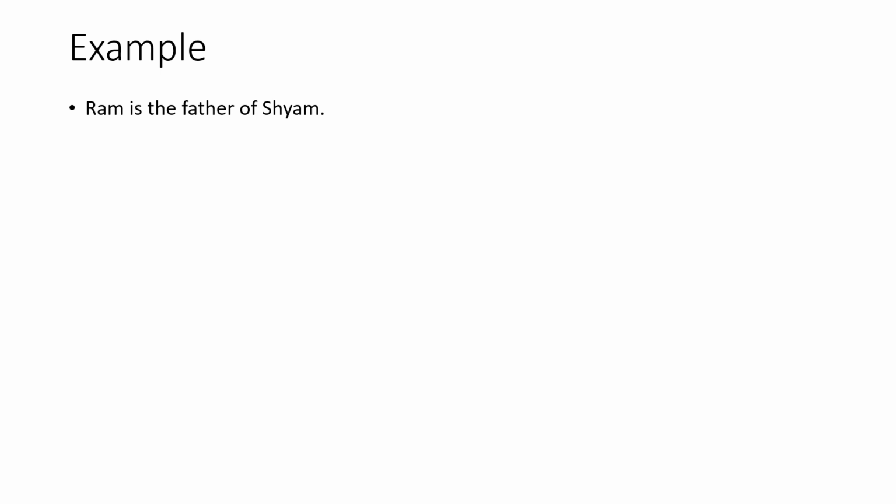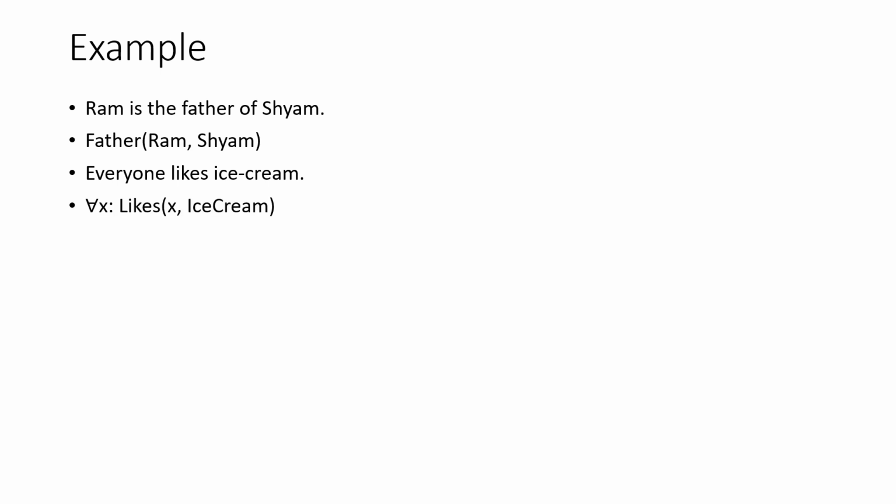Example, you can see here: Ram is the father of Shyam. It represents a relationship. So we can see here father Ram comma Shyam. Then everyone likes ice cream. For representing everyone, we have for all x, then likes x comma ice cream. Then someone likes coffee. The someone means existential quantifier. So some y likes x comma coffee.